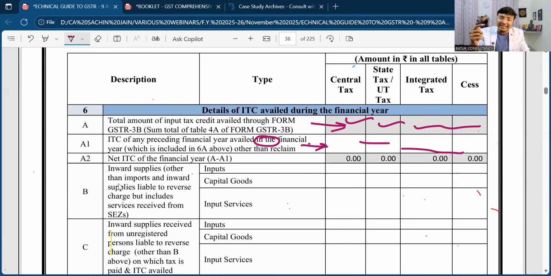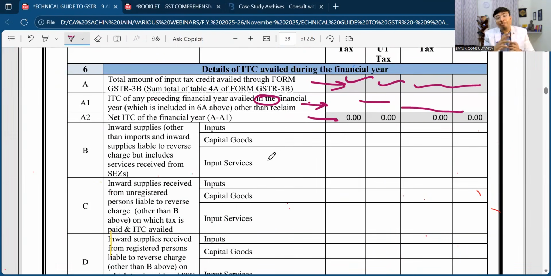As soon as from your total ITC, your ITC related to preceding financial year will be deducted, the final ITC, we can say the net ITC which will be there, will only be related to the current financial year. Am I right? This is a very good step, I can say, taken by the GSTN, so that everyone can provide the figures with 100% confidence. Okay.